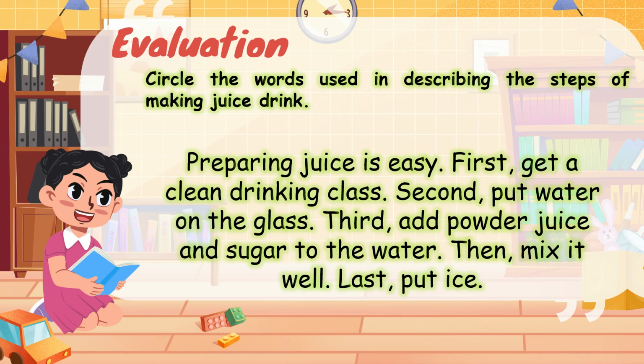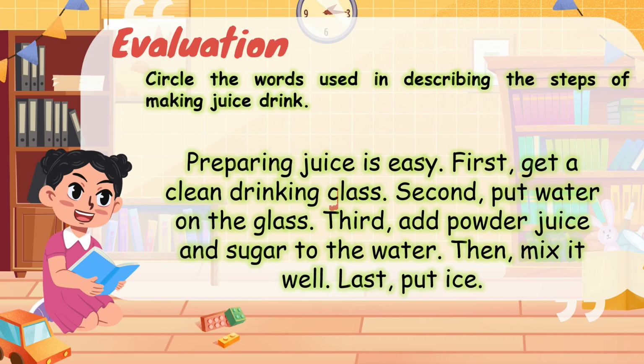Let's read. Preparing juice is easy. First, get a drinking glass. Second, put water on the glass. Third, add powdered juice and sugar to the water. Then, mix it well. Last, put ice. Okay? Do you remember the words? There are only 4 words that we mentioned there. We did not say the number, but we used words.